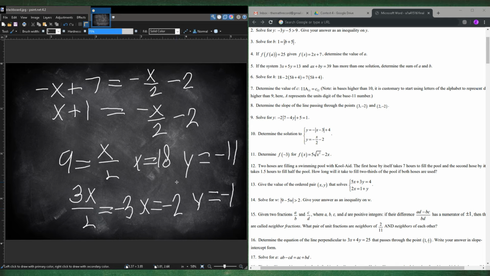So this is true. These are our two coordinates, our two solutions. You have to write that in the form (18, -11) and (-2, -1). So these are our two solutions: (18, -11) and (-2, -1).